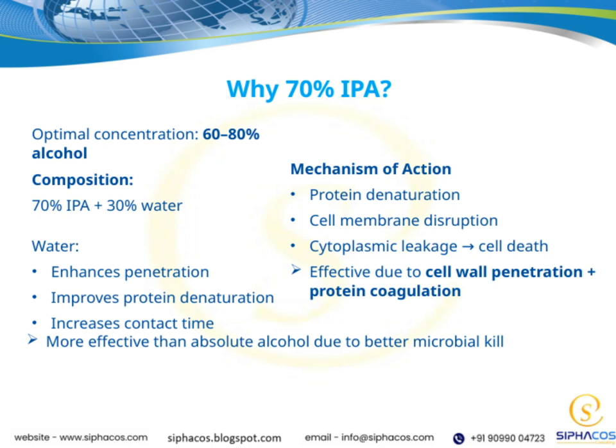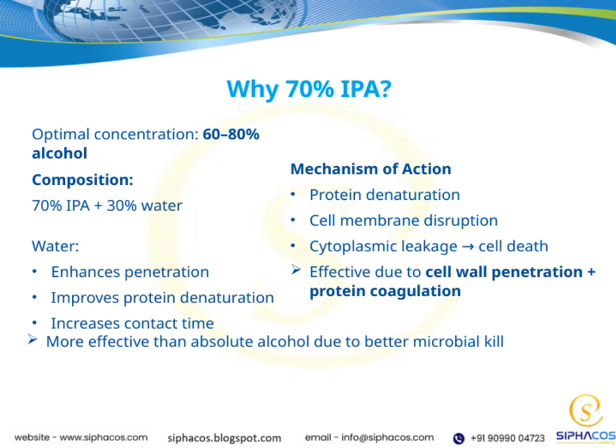What makes 70% IPA particularly effective is its ability to penetrate the cell wall and coagulate proteins efficiently. The presence of water plays a crucial role here. It enhances penetration, making the alcohol more effective at reaching inside the microbes. Water also helps improve protein denaturation, and it extends the contact time, giving the alcohol more opportunity to do its job. This is why the optimal concentration is around 60 to 80% alcohol.